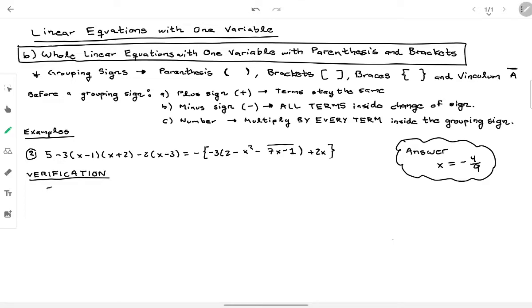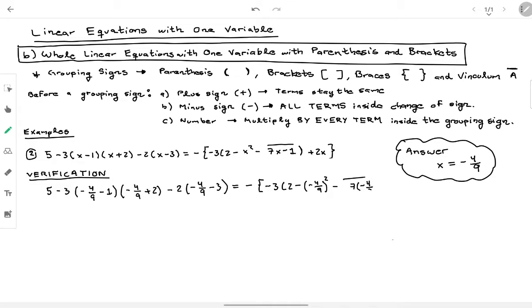So it's going to be 5 minus 3 that multiplies minus 4 over 9 minus 1 multiplies minus 4 over 9 plus 2 minus 2 that multiplies minus 4 over 9 minus 3 equals minus braces minus 3 that multiplies 2 minus, it's going to be minus 4 over 9 all of it squared minus 7 that multiplies minus 4 over 9 minus 1 plus 2 that multiplies minus 4 over 9.